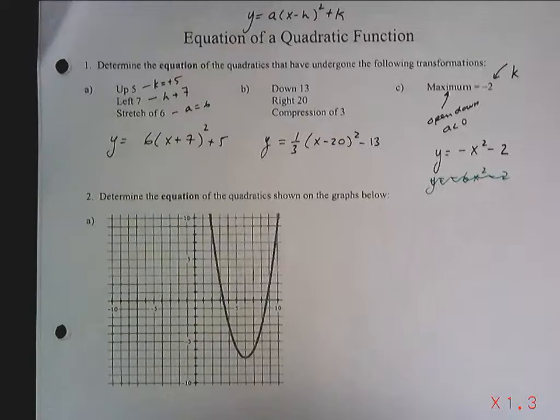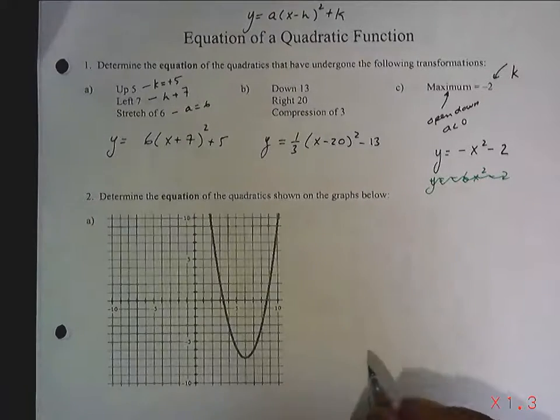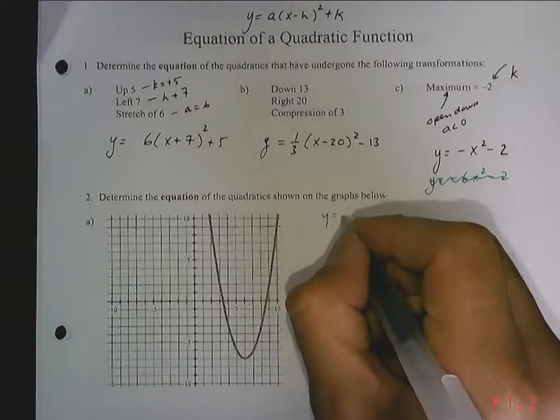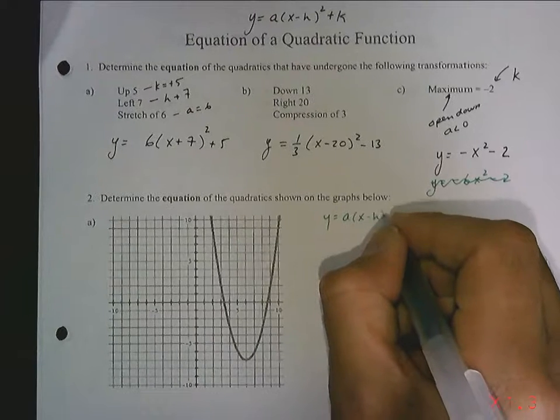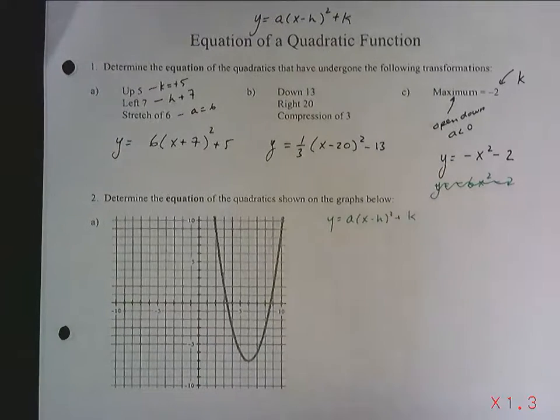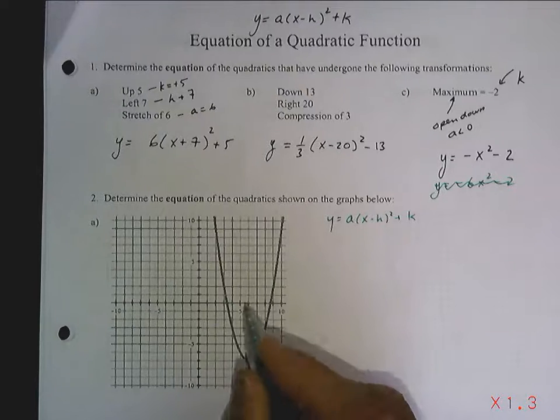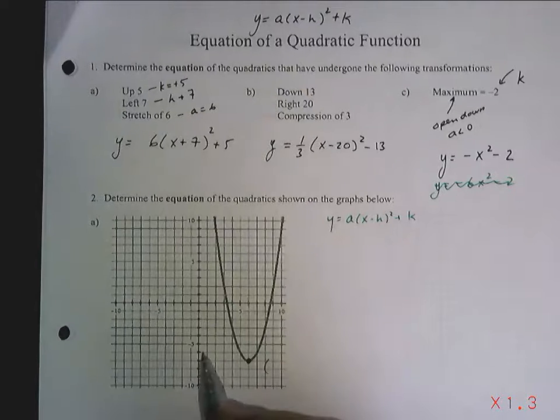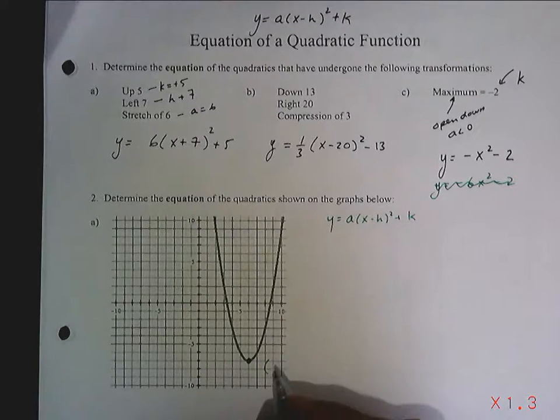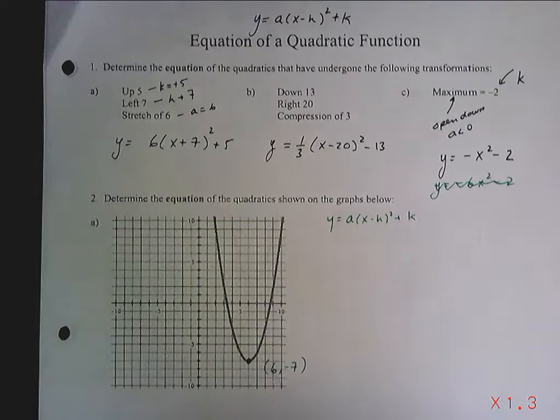Determine the equation of a quadratic shown on the graph below. So the game again is to figure out y equals a times (x minus h) squared plus k, any way we can. And there's sometimes different ways of doing that. The vertex is always a great place to start. So this is going to be 6 comma negative 7. So that's going to give me an h value, and that's going to give me my k value.